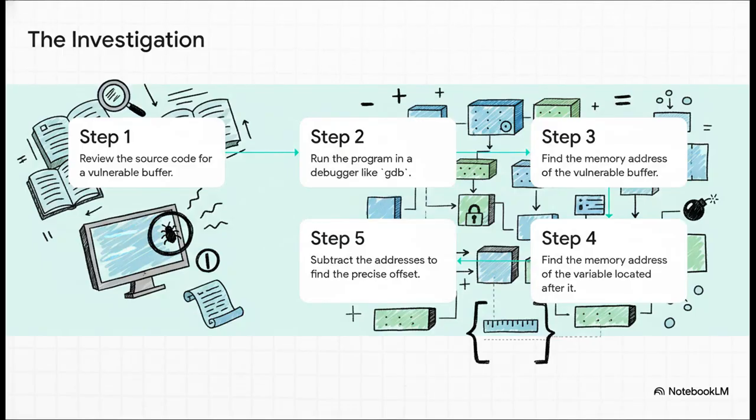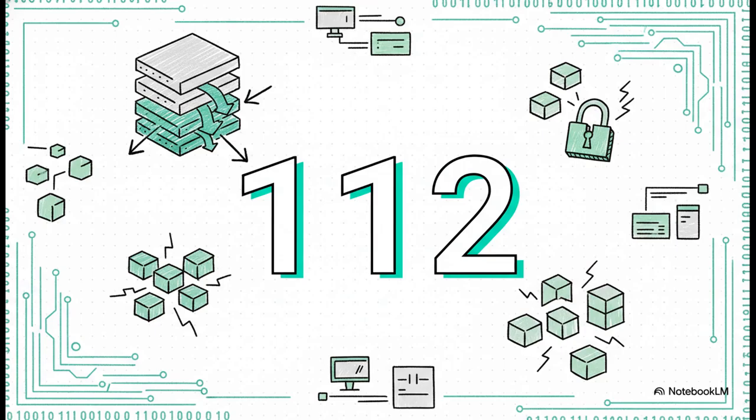So how do you find that weak spot? Well, an attacker has a pretty clear playbook. First, they dig into the source code. Then, they fire it up in a debugger to watch it run in slow motion. They're basically mapping out the program's memory, trying to find one specific thing: the exact distance between the data they can control and the critical variable they want to hijack. And after all that digging, all that detective work, it comes down to this. One single number. 112 bytes. That is the magic number.